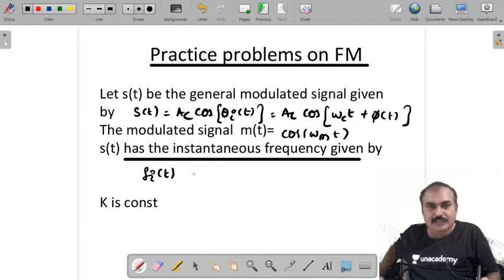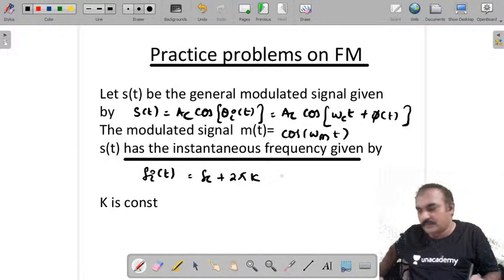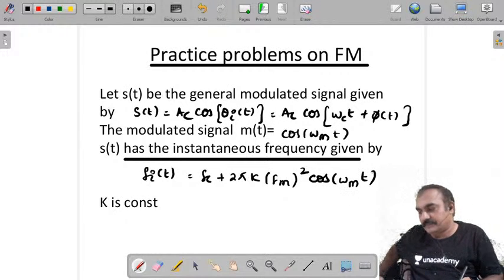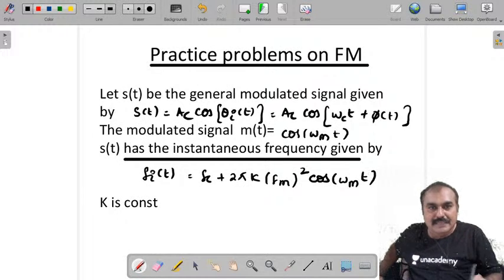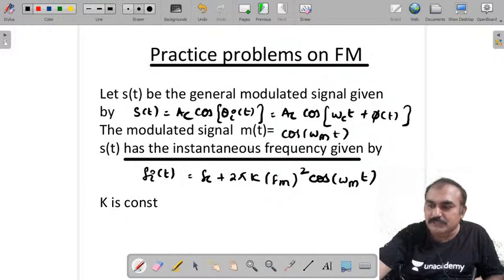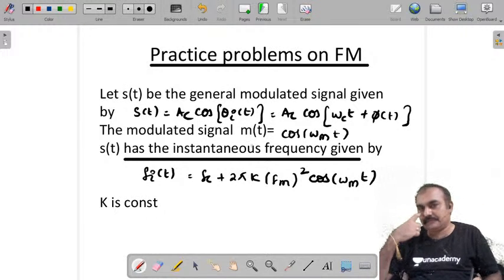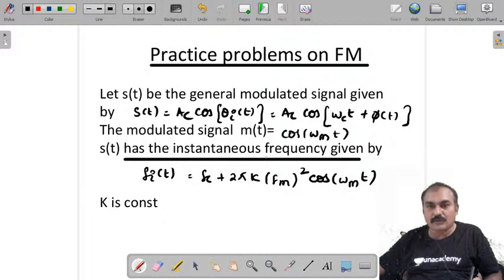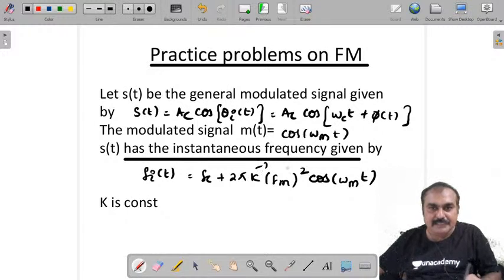Okay, Fi of t equal to Fc plus 2 pi into k into Fm into whole square into cos omega m into t, my dear students. Where he has given that k is a constant. He has given all these particular parameters over here. Now here k is there. This k is representing the constant, my dear students.